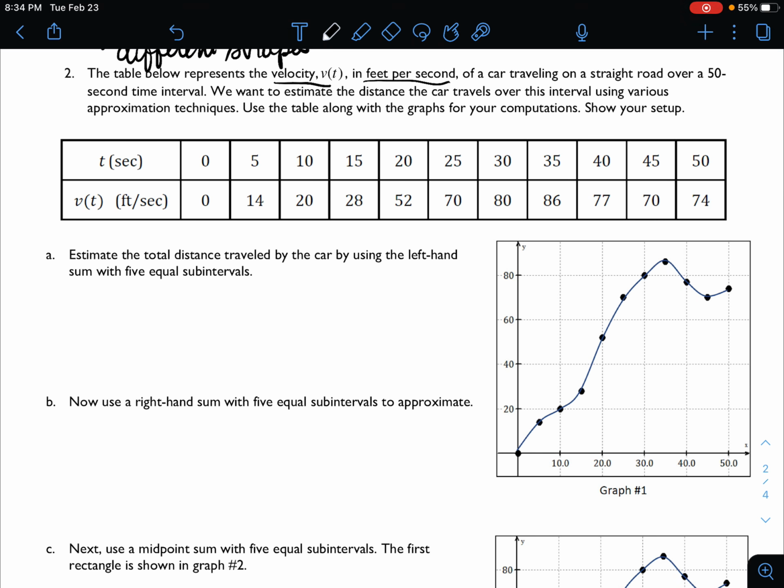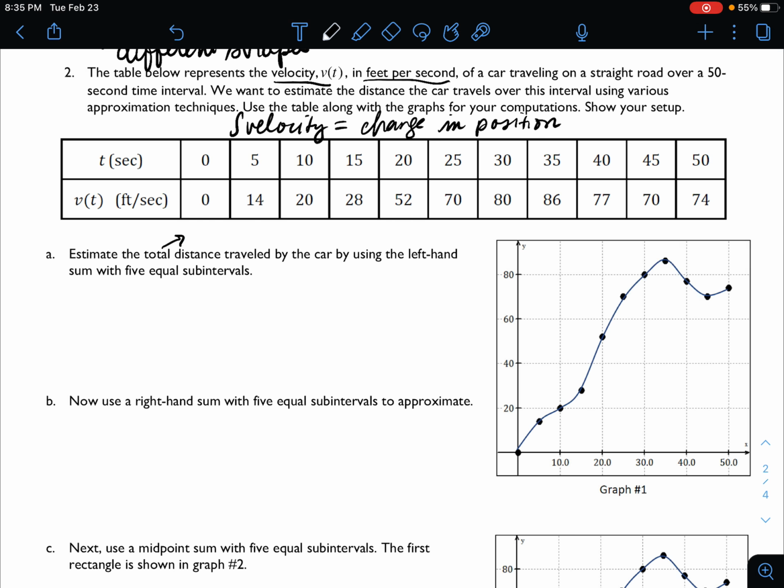So remember that we talked before about if we integrate velocity, it can give us our change in position. And as long as our velocity is always positive, that will give us our total distance as well. So when it says estimate the total distance traveled by the car, it's telling us to estimate the integral of the velocity from 0 to 50. That's what we're estimating here.